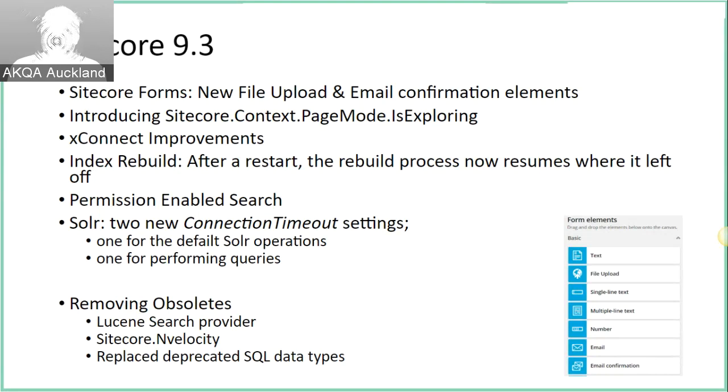But otherwise, I have not listed all the features. I listed what I felt was very important. Whatever I felt, that's what I listed. There are a ton of small features with all the releases. If you go to the release notes, you can see plenty of them. Now, Sitecore Forms. How many have worked with Sitecore Forms? Yeah. There are two new controls: file upload and email confirmation. Two new elements, and there are a lot of small updates on the forms as well.